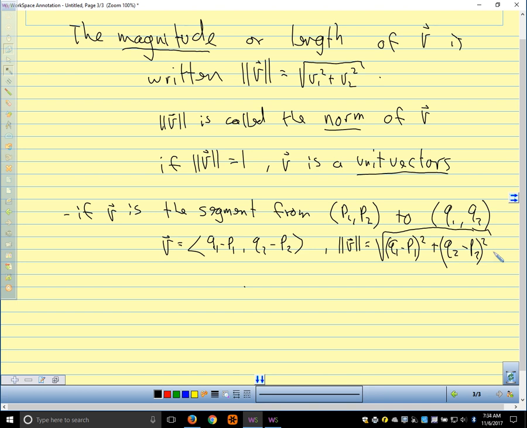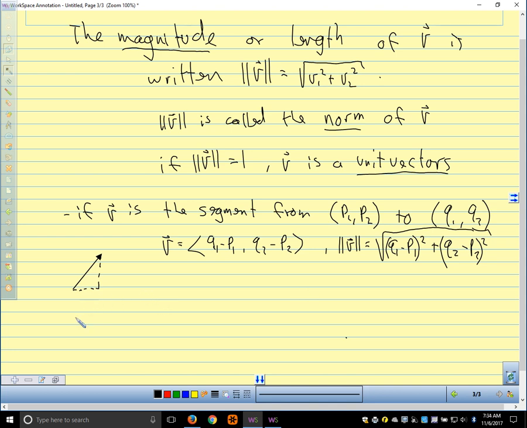This is the length. If we think of this vector as a little arrow like this, we're drawing a little right triangle. We're using the Pythagorean theorem to find the length of the hypotenuse. That's exactly what we're doing here. What's that? That's just moving it into standard position. Right, this just moves it into standard position.